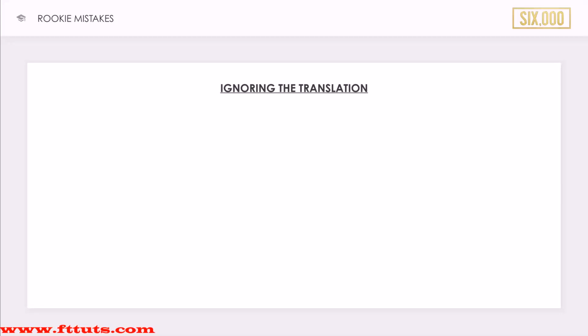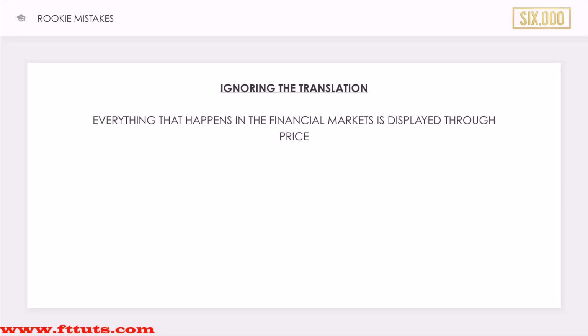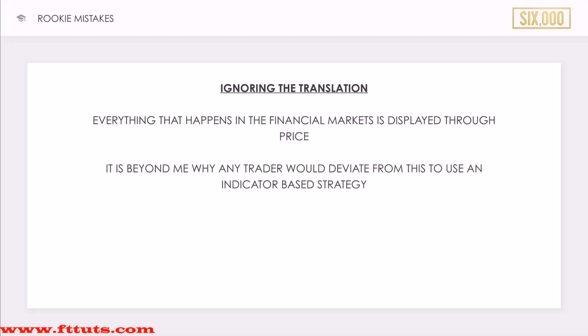And this is a very simple topic here. Everything that happens in the financial markets, no matter if it's forex, stocks, commodities, cryptocurrencies, it really does not matter, is displayed through price. And the way we analyze price is in the form of Japanese candlesticks. So it is beyond me why any trader would deviate from this very simple representation of price to use an indicator-based strategy. And we've all been there.